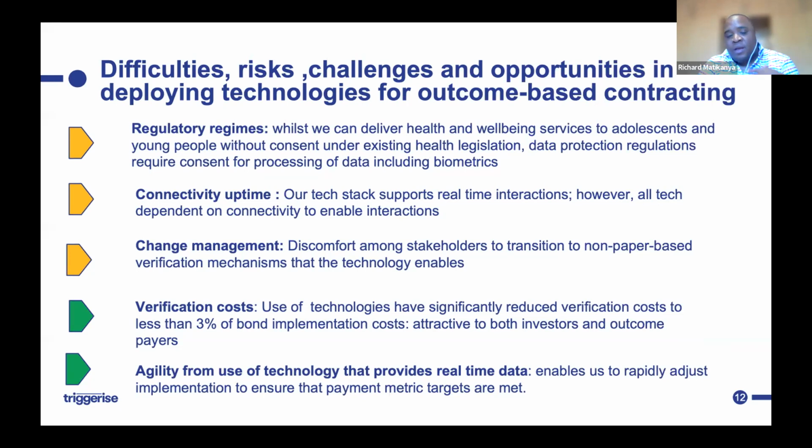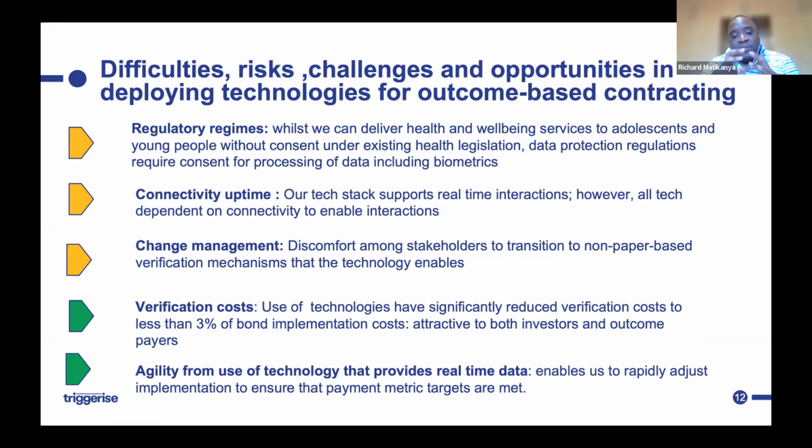A very clear advantage that we've seen is really around verification costs, especially when you're doing outcome-based contracts. The transactional costs around managing verification tend to be very, very high. And the use of technology has really allowed us to reduce those verification costs quite significantly. They tend to vary between 5 to 10%. In our particular bond, those verification costs are under 3%. And in our new bond, we're looking at 1.5% in terms of verification costs of those outcomes and data. So that's also an advantage.